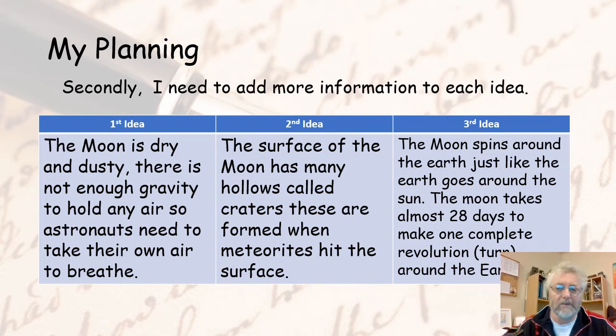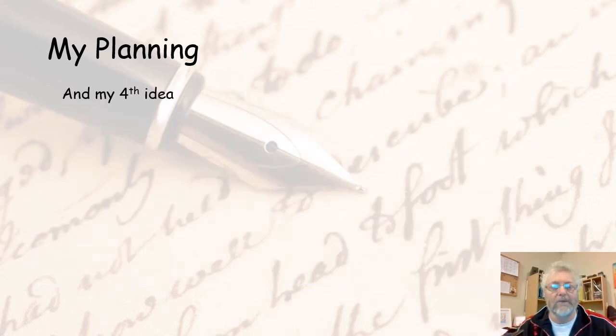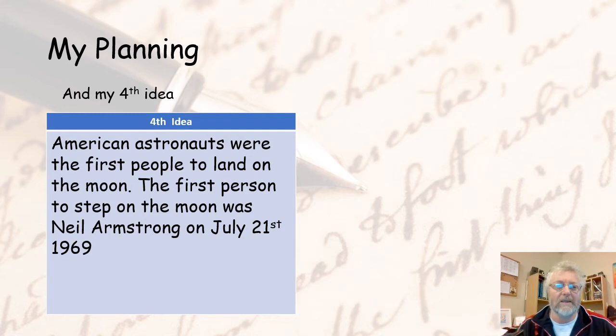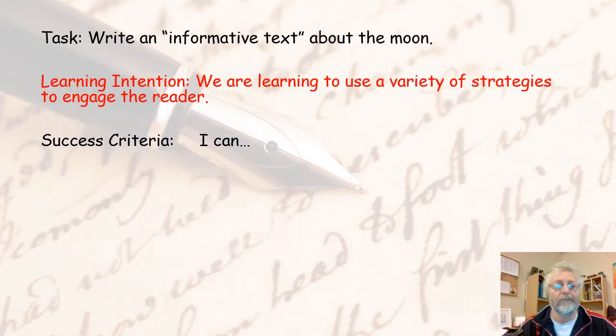My third idea is that the moon spins around the Earth just like the Earth goes around the sun, and that the moon takes 28 days to complete one revolution or one turn around the Earth. And my fourth idea was that astronauts have landed on the moon, and the American astronauts were the first people to land on the moon. And the first person out of all of those was Neil Armstrong on July 21st, 1969.